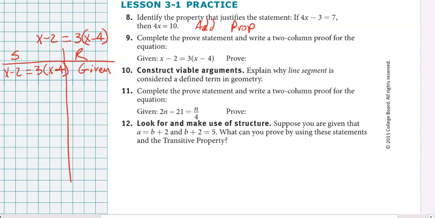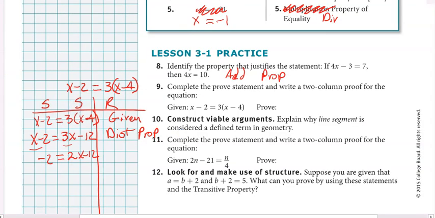All right, so first thing I could do would be simplify both sides. I could distribute this 3 to both of those. So x minus 2 equals 3x minus 12, and that is the distributive property of equality. From here, both sides are simplified. I can isolate my variable, so I can cancel out this x by subtracting x and subtracting x. So negative 2 equals 2x minus 12. So I subtract it from both sides. That's the subtraction property of equality.